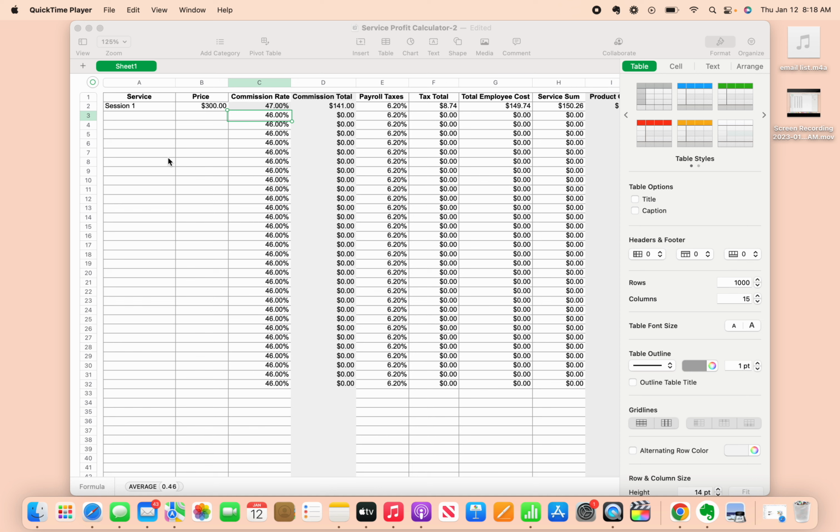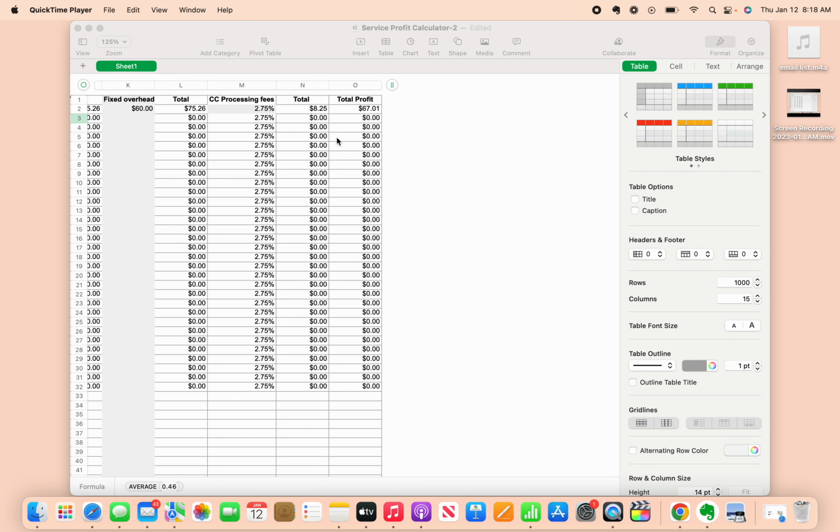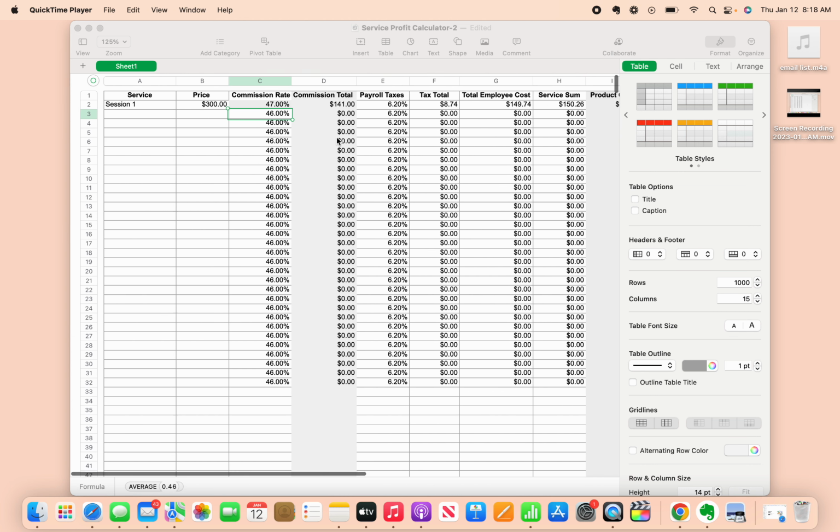Profit calculator. The whole purpose of this worksheet is to give you a very rough idea of what your profit is for each service or each hourly rate.